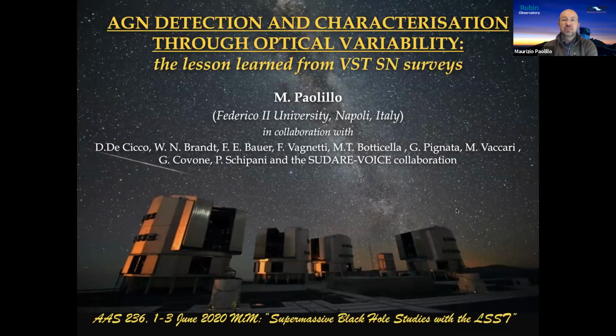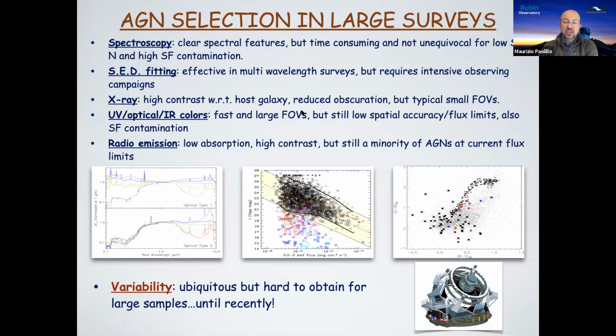So I'm going to talk about the work done in the last few years with this small telescope here, which is the VST on Paranal. And of course, you already heard from other people all the different selection methods that can be used to select quasars and AGN: spectroscopy, SED fitting, X-ray, optical, UV color, radio emission, and so on.